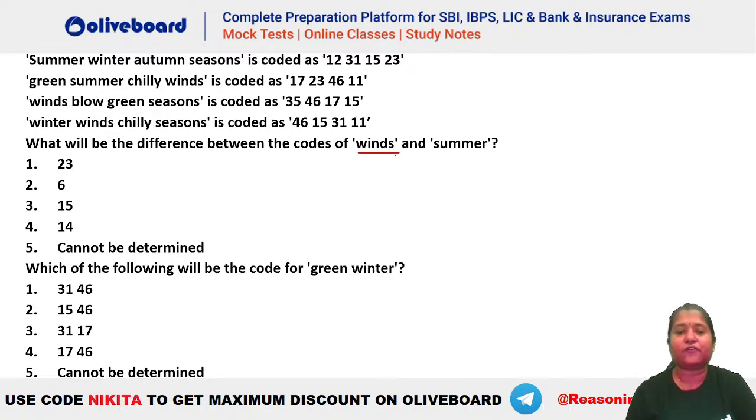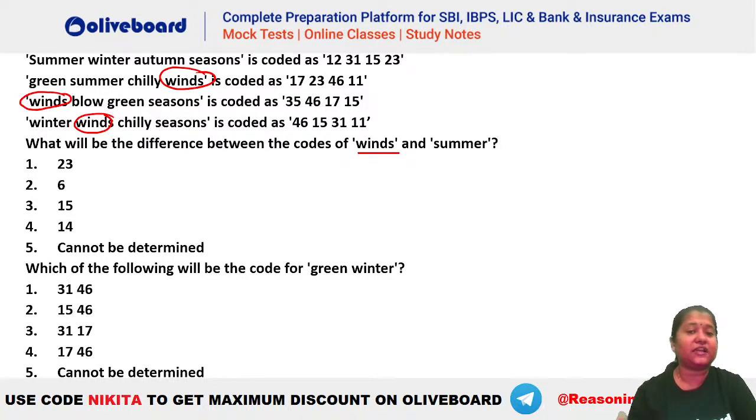So what is the code for winds here? See where winds is appearing. It is not in the first one, it is in the second one. Is it there in the third one? Yes. Is it there in the fourth one? Yes. And if you compare all three, what is common? Green, summer, chilly winds. Winds blow, green season. Winds, winter, chilly season. So you can see only winds is the word which is common in all three.